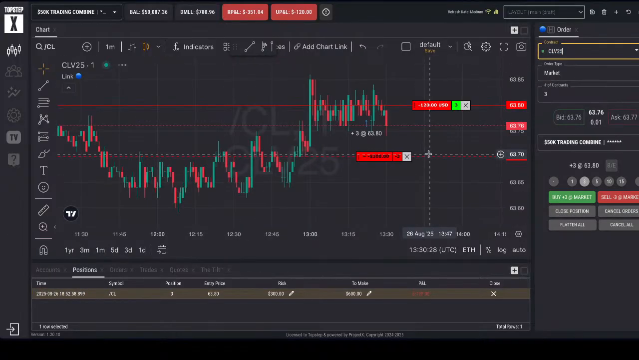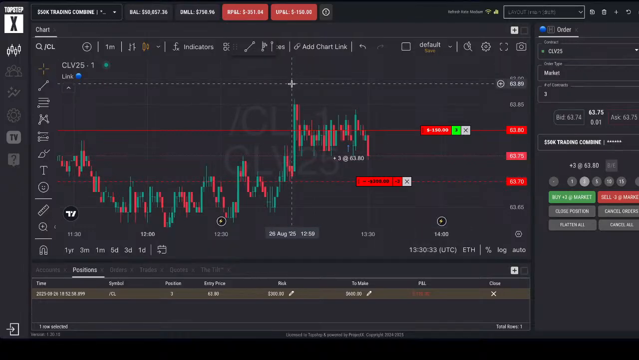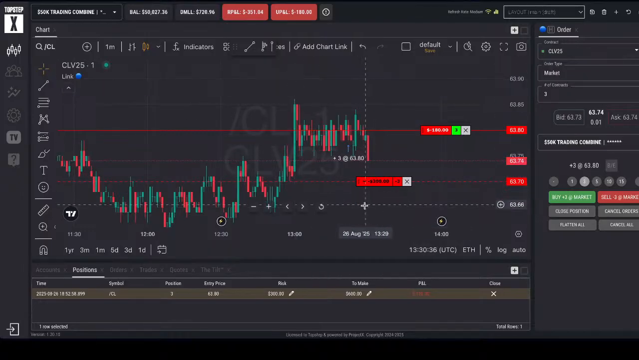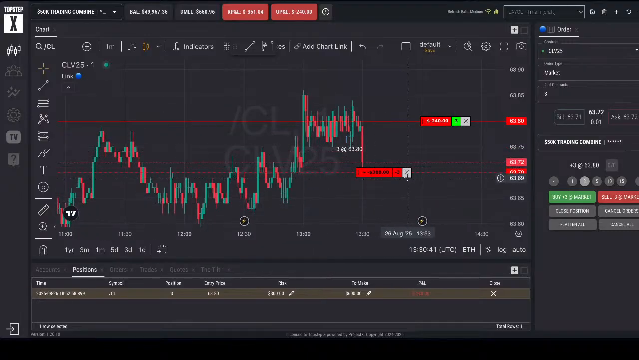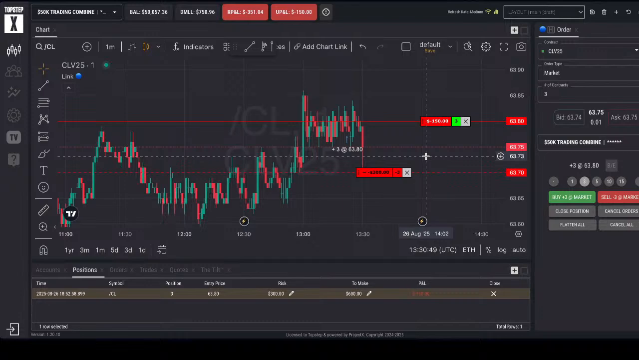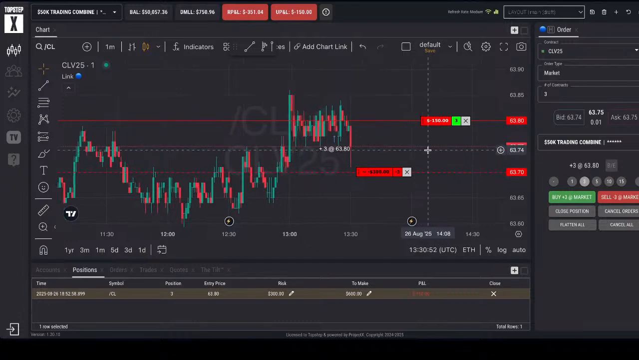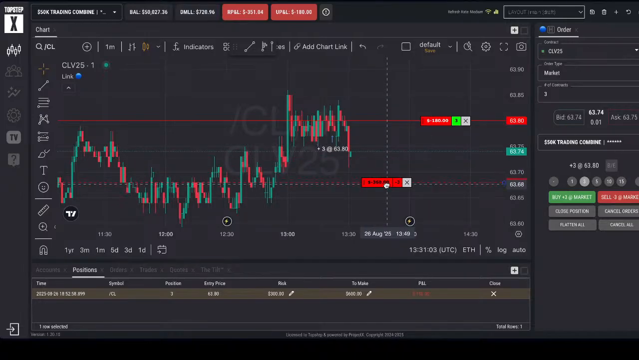Yeah, let's go with the crude. And crude is just messing with me, dude. Crude is just straight going down. You exit it. There's no point in it. What the hell, man? What is crude doing? Yeah, I'm taking a little bit more risk here.